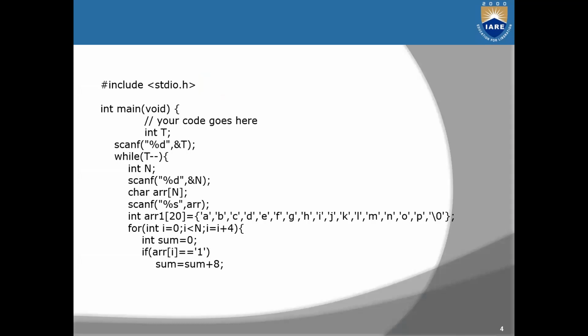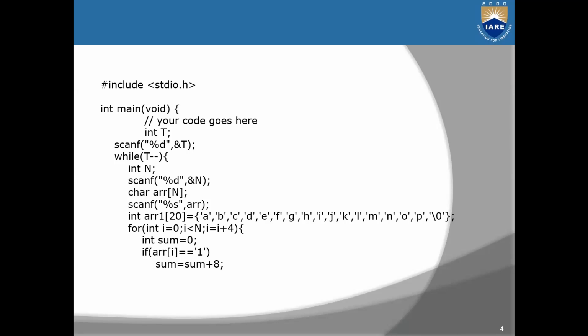Let's see the code. #include <stdio.h>. It is a header file which includes the given code. Into main, let's see int main(void). Let's take a variable T of int data type. Let's use the scanf function, which is predefined.